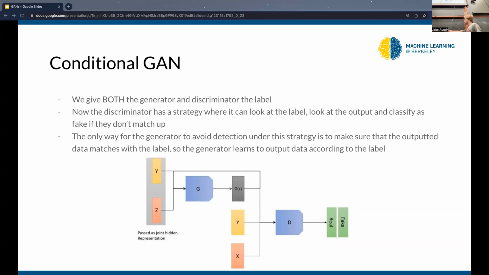The generator is sort of forced, if it doesn't want to get cornered by this strategy of the discriminator, to pay attention to this label and realize, okay, the discriminator is going to know that I'm supposed to output a 9. I guess I should output a 9. So the only way for the generator to avoid detection is to make sure that its outputted data actually matches the label, since all real images will have a correct label. So that's the idea of a conditional GAN.